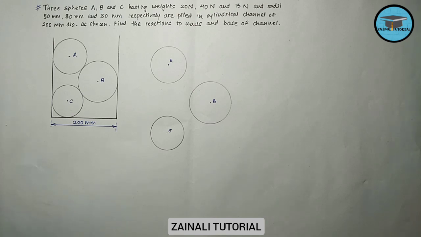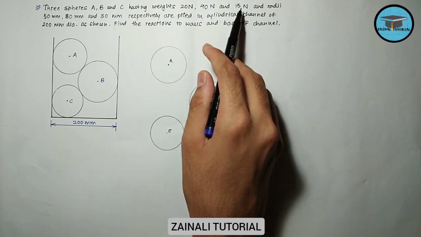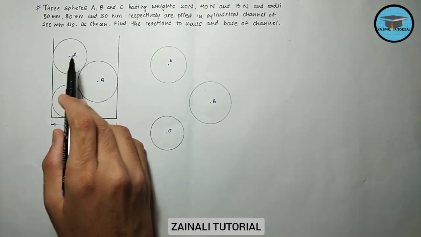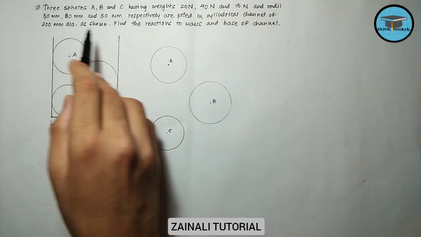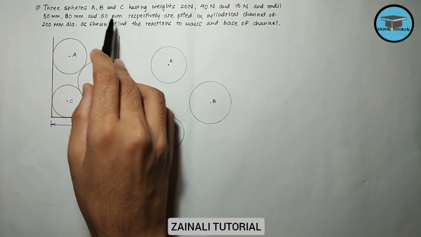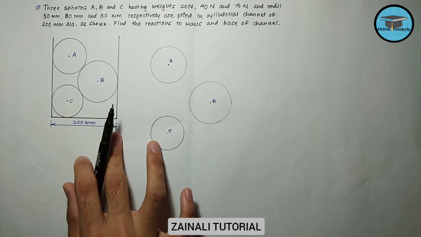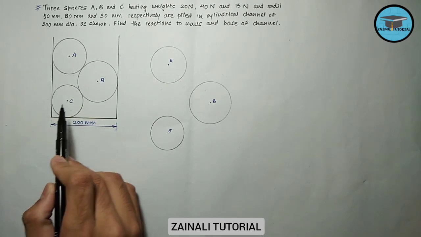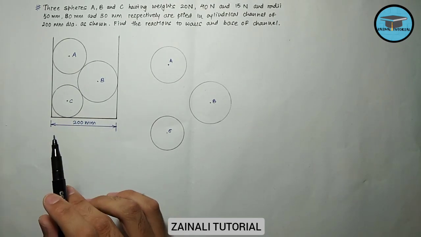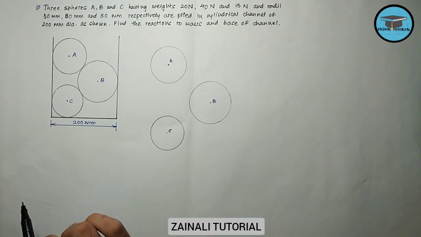So guys, the problem here has been mentioned. It consists of three spheres A, B and C having the weights of 20 Newton, 40 Newton and 15 Newton, which would be acting at its center. That means A, B and C respectively have radii of 50 mm, 80 mm and 30 mm, and they are piled in a cylindrical channel having a 200 mm diameter. We need to determine the reactions at the walls and the base of the channel. Okay, so this is the problem which we have been asked to solve.